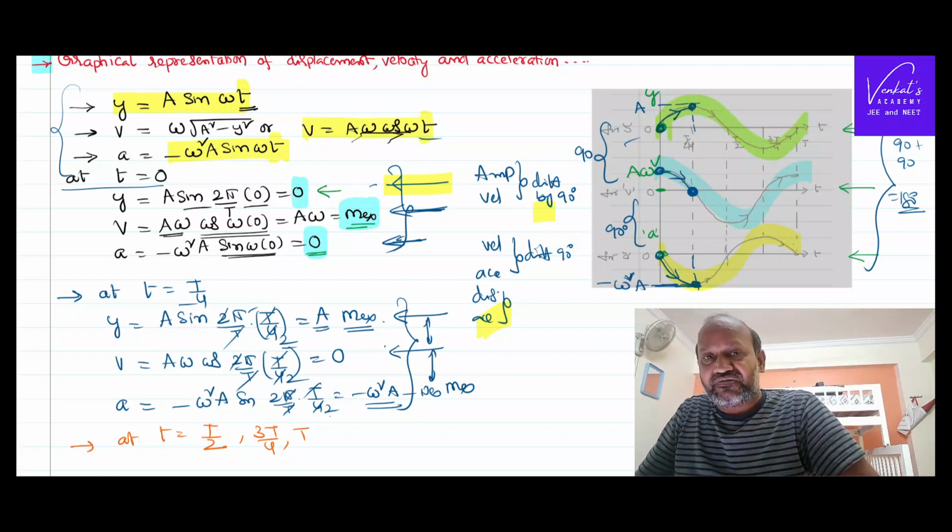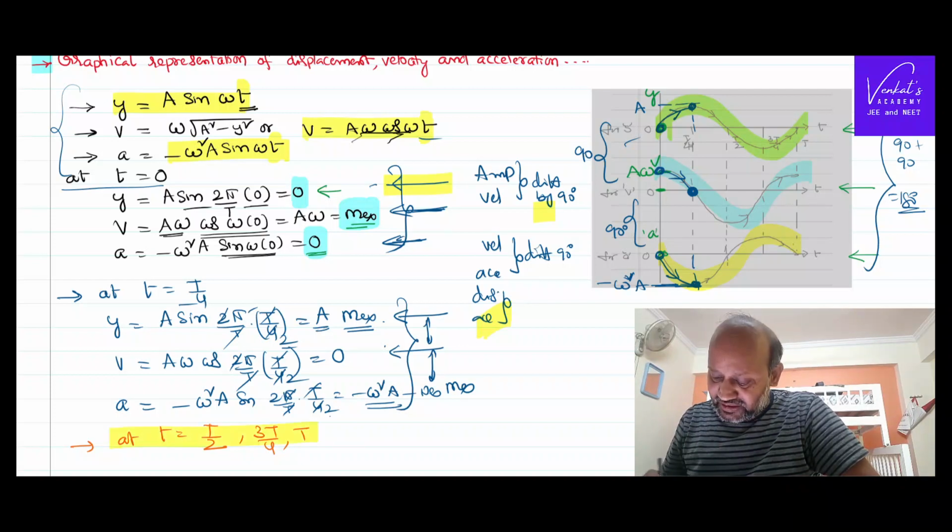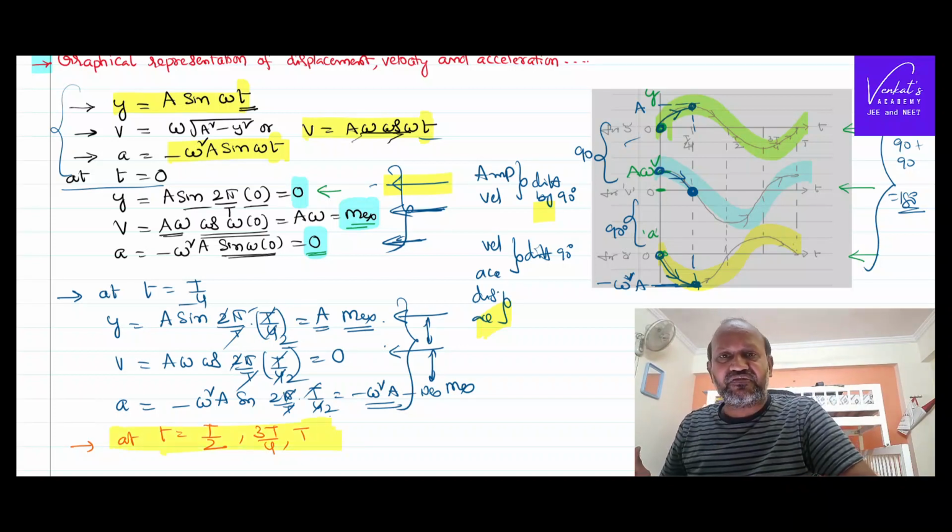That's the intention of this part. Please proceed and find out these two values also, and let me know in the comments if there is an issue.